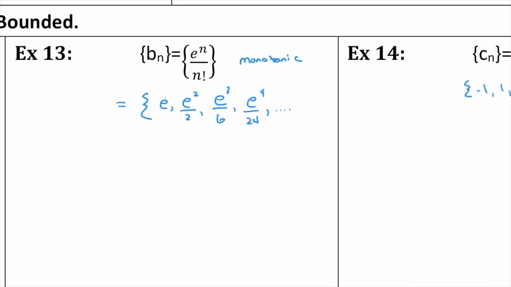For example 13, we know e squared over 2 is slightly bigger than e. We know from our prior work, though, that it is monotonic. Each of these is decreasing, so we can take b sub n and say that it is bounded, less than or equal to e squared over 2, that's your greatest bound, and 0, which will be your smallest bound. So it, too, is bounded and monotonic, therefore it must be convergent.